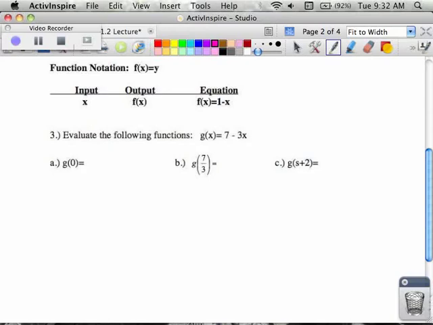For example, in letter A where I see g of 0, what this means is that I'm going to have 7 minus 3 times 0. I look back up to the g function, and into that function, wherever I see the x, I plug in what they gave me in the parentheses. That's what it's telling me to do. So then, if I simplify that, I get 7.